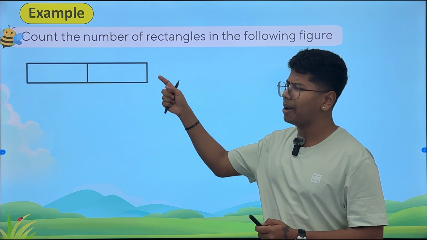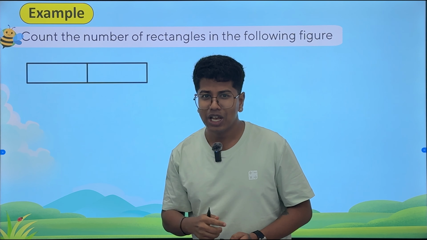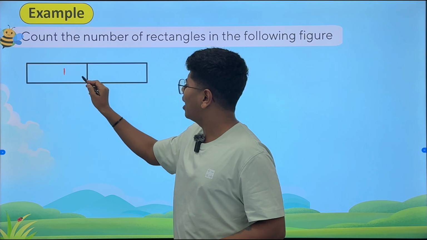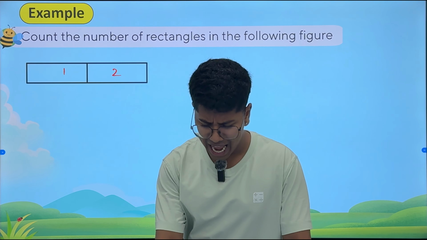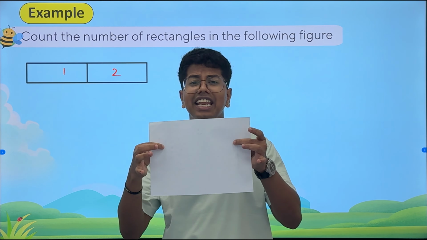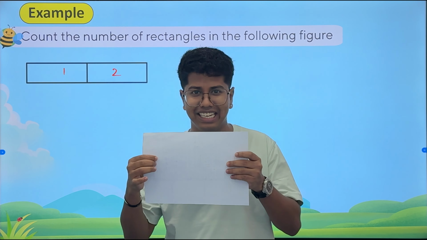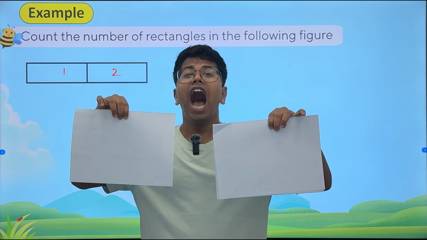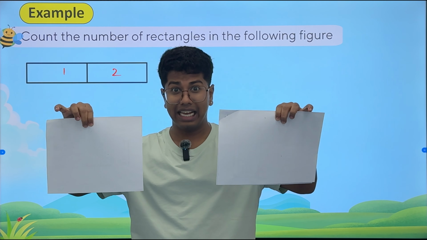Let's take a smaller example first. Now here in this, we have to count the number of rectangles. So how many rectangles are there? Oh, we can say it's just 1 and 2. Now, let me give an example. Let's say I have this shape. Can anyone tell me which shape this is? Oh, perfect. It's a rectangle. Now, I have a rectangle here. I have a rectangle here. How many rectangles do I have? Perfect. It's just 2 rectangles.